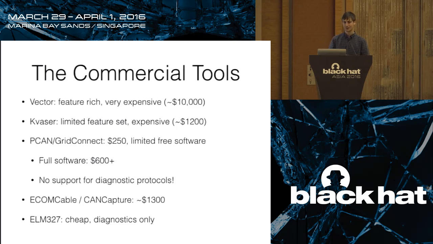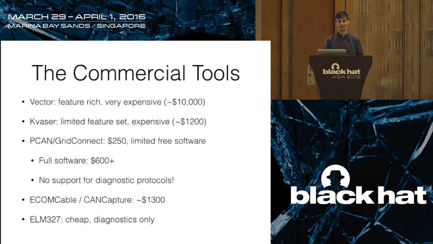So Vector is sort of like the gold standard in the industry. They make very complex tools that are used for all sorts of stuff and are almost completely out of the range of anyone but OEMs or people with a lot of money to spend on research. You're looking at typically 5 figures plus. These are in US dollars. Kvaser is another company. They make much simpler tools.